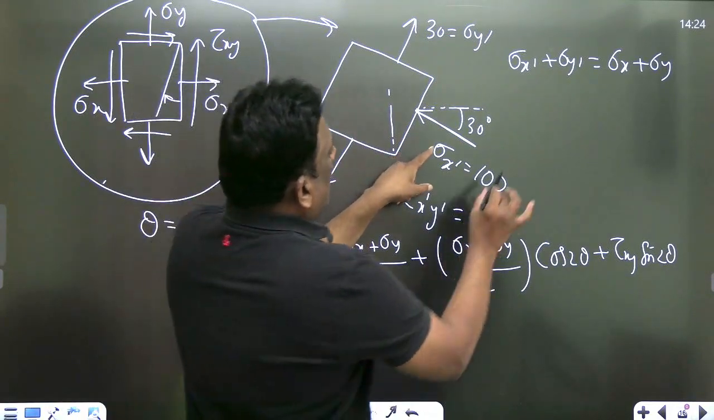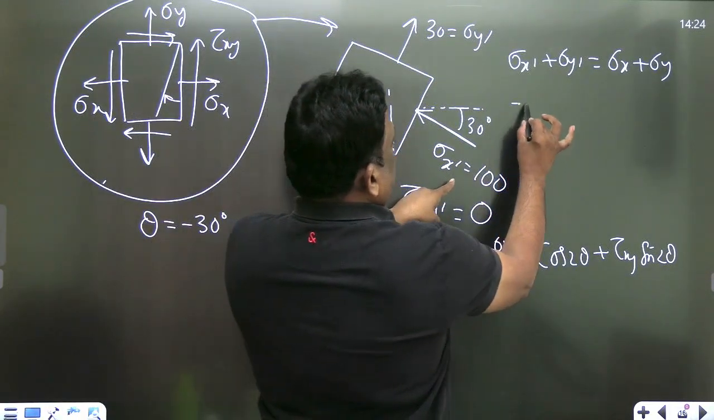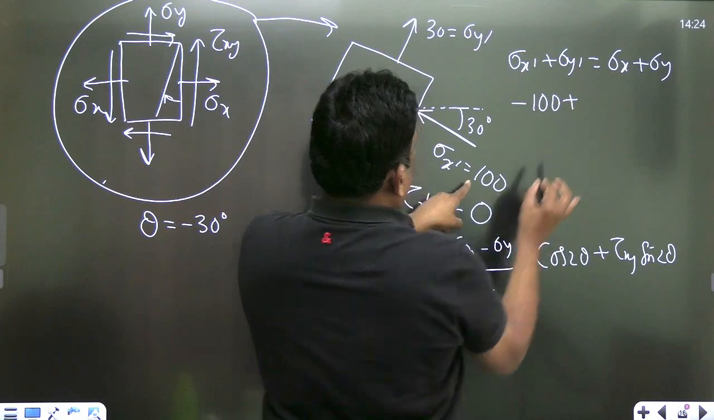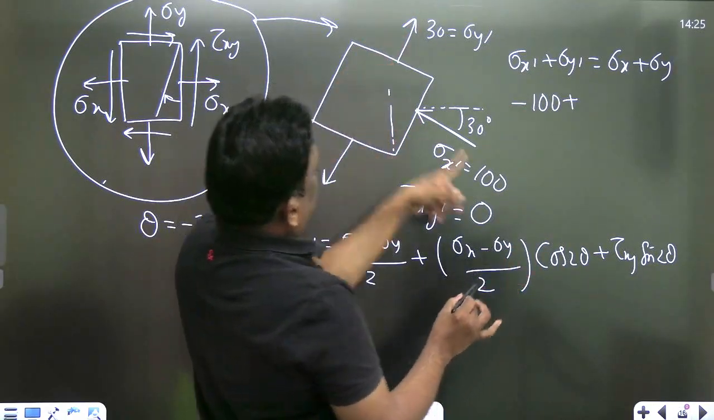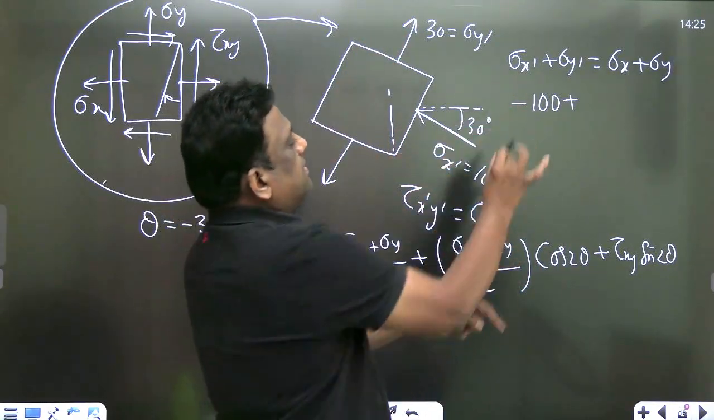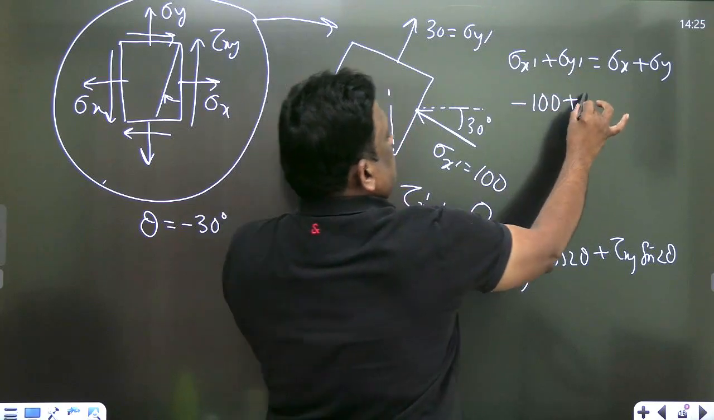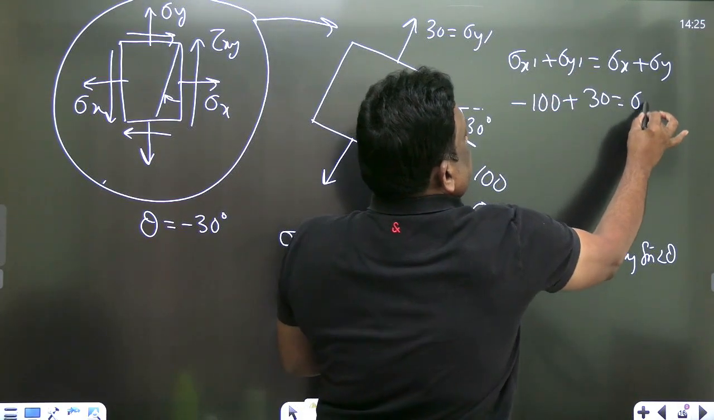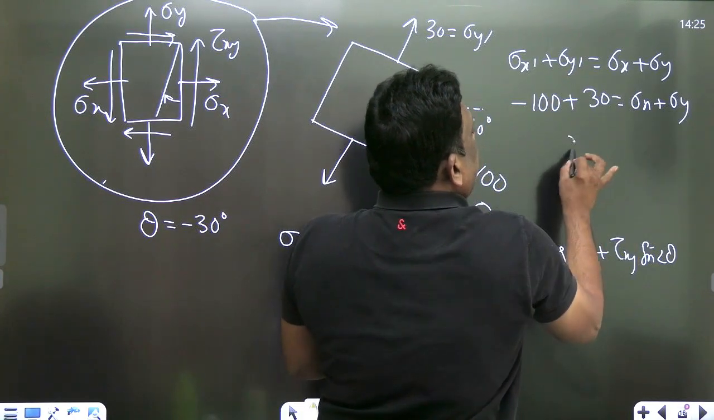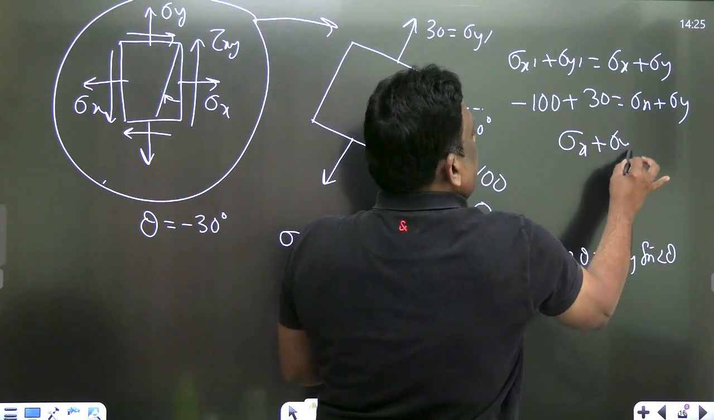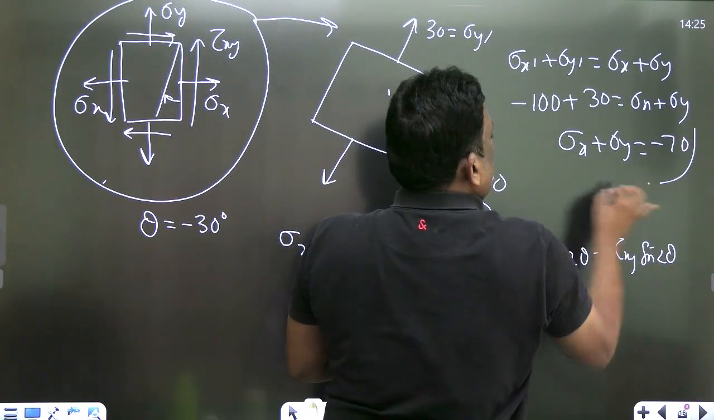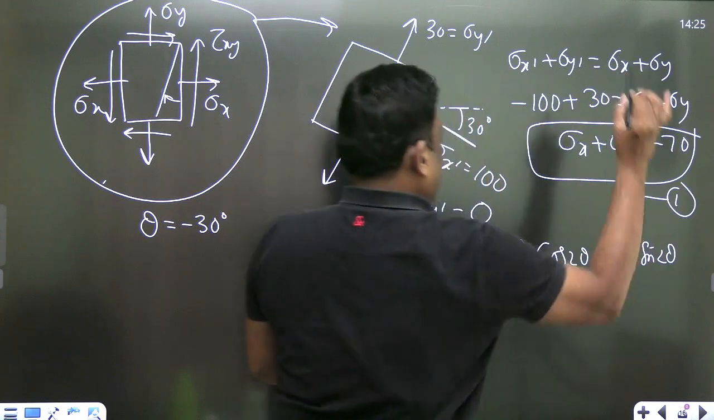So therefore, what is sigma x dash, sir? It is -100. What is sigma y dash? Sigma x dash is -100, and sigma y dash is 30, and that is equal to sigma x plus sigma y. So I get one equation, sigma x plus sigma y is -70. No issues at all. Let me mark this as equation number 1.